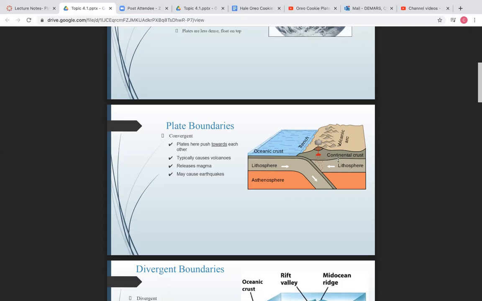You can think about it like having two pieces of paper on a table. If you slide them towards each other, eventually one of them is going to go underneath the other one. And that's kind of how the same thing happens in subduction. When those plates come together, the heavier, more dense ocean plate is going to go underneath the continental plate.